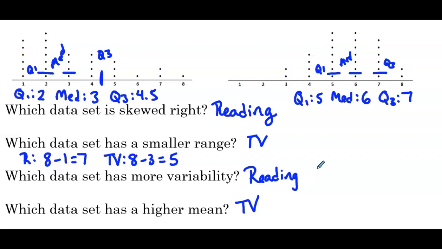Now, let's say it's too close to tell. Well, then we can actually find the mean of each of these data sets. It would take a little bit of time, but it's worth it to get the question right. Right? We can go 6 times 1 plus 2 times 7 plus 3 times 4 plus 4 times 4 plus 5 times 3 plus 6 times 1 plus 7 times 2 plus 8 times 1. Divide that by 28, we would get the mean or the average for the reading data set. And we can do the same thing for the TV data set.